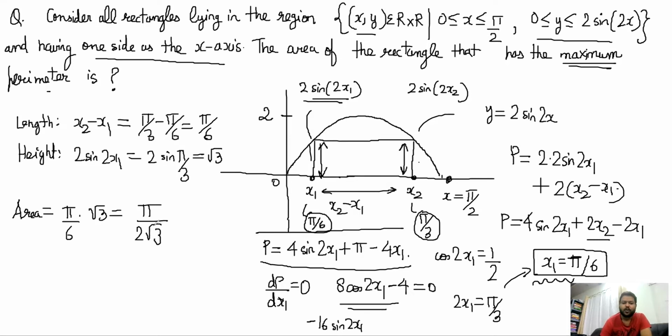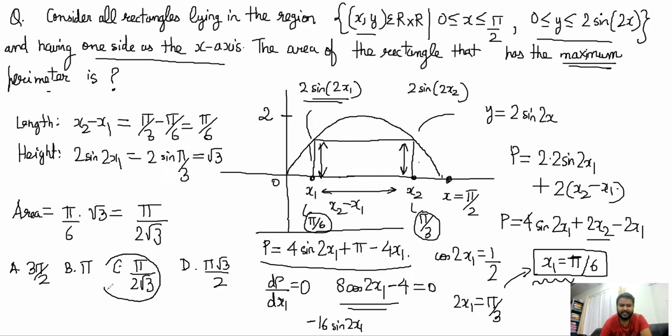Okay. So the question had the options, let me just get back to the question once. Option A was 3 pi by 2. Option B was pi. Option C was pi by 2 root 3. And option D was pi root 3 by 2. So clearly, option C is the correct answer.